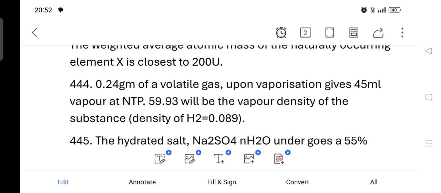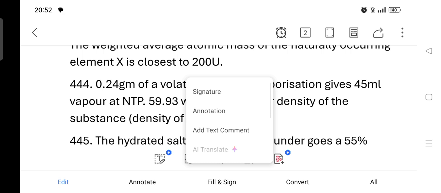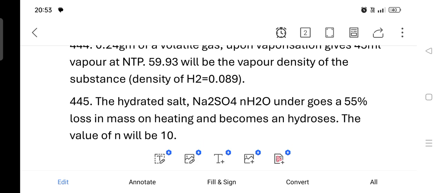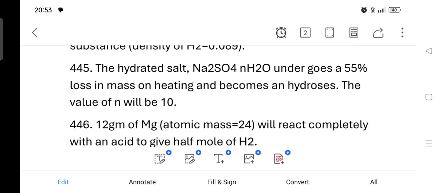0.24 grams of a volatile substance upon vaporization gives 45 ml vapor at NTP. 59.92 will be the vapor density of the substance. Density of H2 is equal to 0.089.